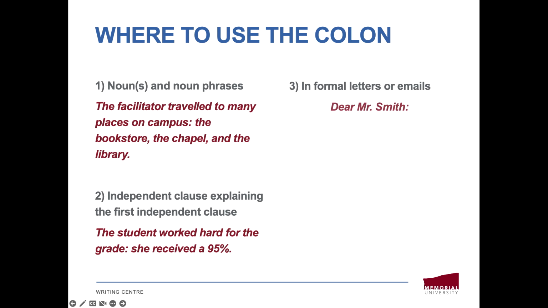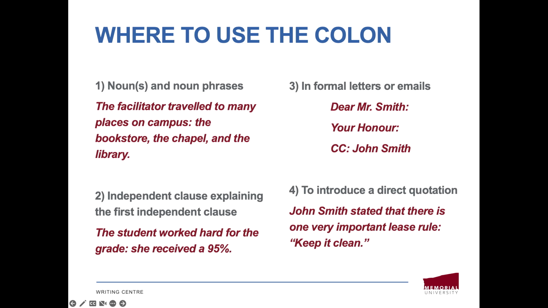The third location is with salutations. As you can see in the two examples, the colon follows the last name, and we use a colon following a title, such as Your Honor. As well, we use a colon in email correspondence, as in CC, or even a BCC. Another location to use the colon is to introduce a direct quotation, as with John Smith stated that there is one very important lease rule: keep it clean.